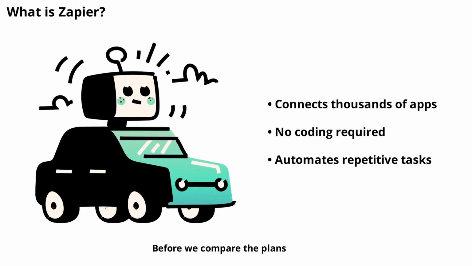Before we compare the plans, let's quickly cover what Zapier actually does. Zapier is an online automation platform that lets you connect different apps and services without any coding. By setting up Zaps, you can automate repetitive tasks, saving time and reducing manual errors. For example, you can automatically add new email subscribers to a spreadsheet or send Slack notifications when you receive a new order. Zapier supports thousands of apps, making it a versatile solution for businesses of all sizes.